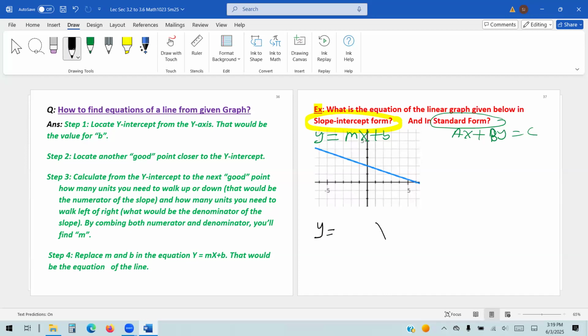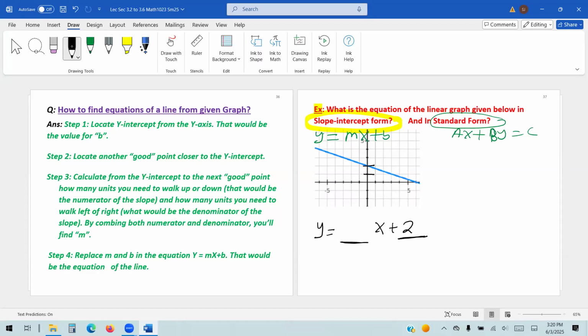So let's find the equation. Y equals something x plus something. What is our y-intercept here in this line? 2, 1, 2. So we have 2 here. So we need to know what is this and what is this. What is this? So we found our y-intercept easily.